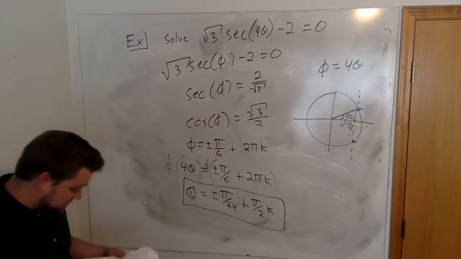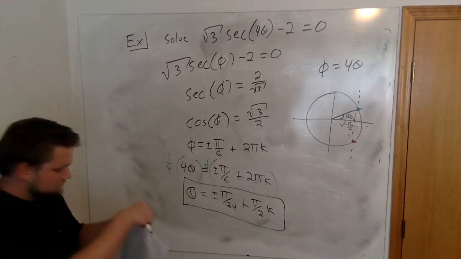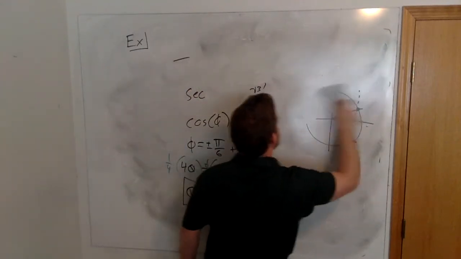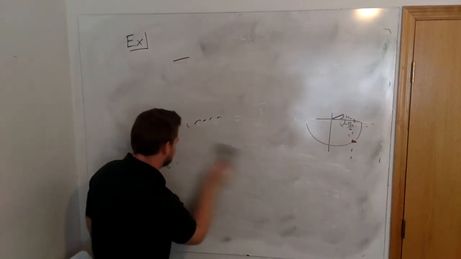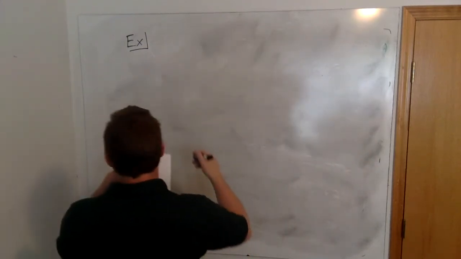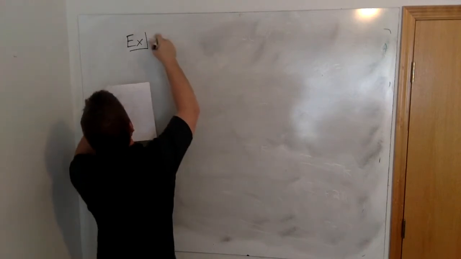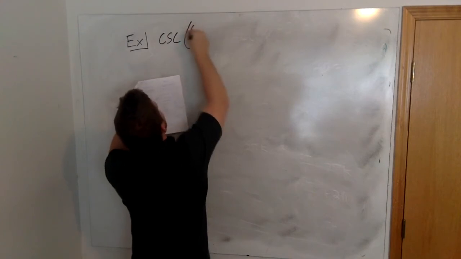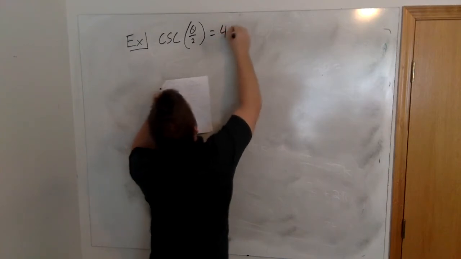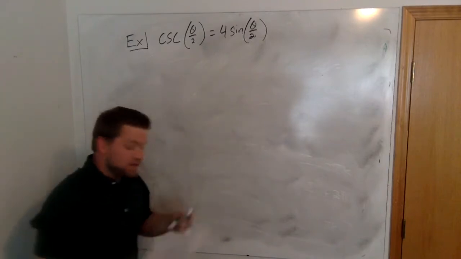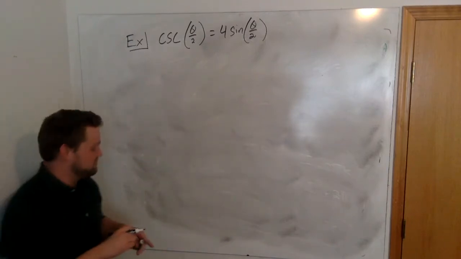Okay, let's do another example. Okay. Let's say we want to solve, how about cosecant of theta over 2 is equal to, how about 4 times the sine of theta over 2? Go ahead and pause the video and give this one a shot on your own before we do it together.